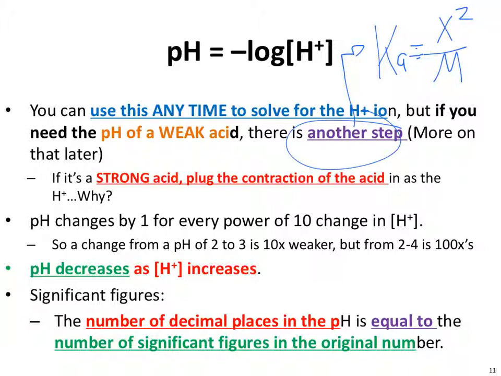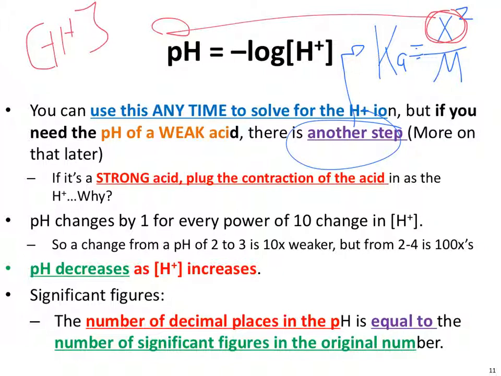Equilibrium constant of the acid. Since it's Ka, what is x? It's the concentration of the hydrogen ion. Now, I want to show you where this came from, just in case you forgot.